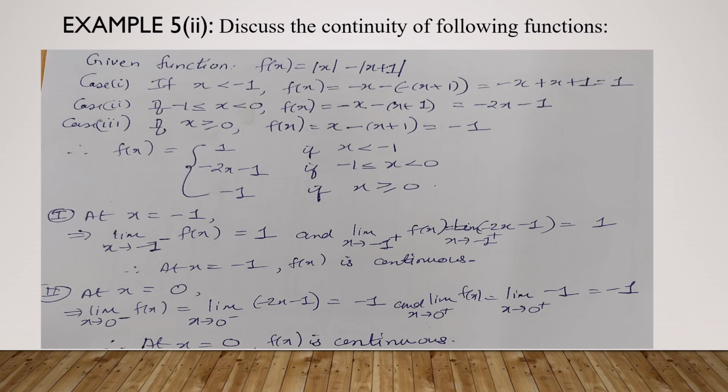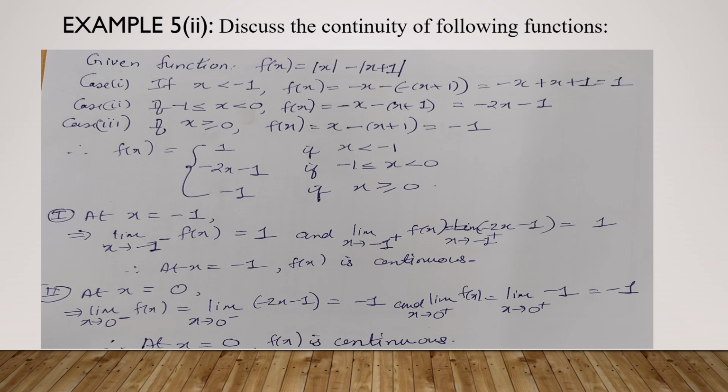Second case is if x is between minus 1 and 0, meaning minus 1 less than or equal to x less than 0. In this case, mod x will be minus x. Mod of (x plus 1), since x is greater than or equal to minus 1, x plus 1 will be positive, so mod of (x plus 1) will take the value just x plus 1. So our function is minus x minus (x plus 1), which is equal to minus 2x minus 1. And the third case is if x is greater than or equal to 0, mod x will be x and mod of (x plus 1) will be x plus 1. So f(x) is equal to minus 1.